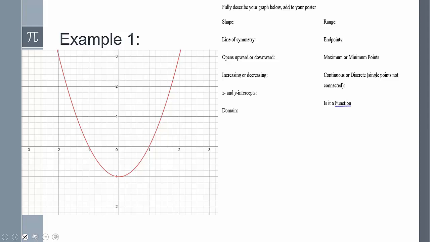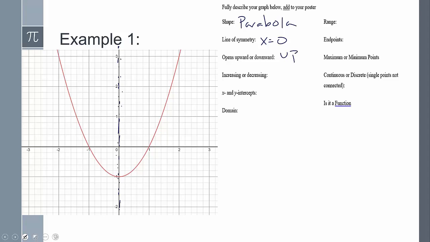So let's look at a graph to make it an example here, right? So the shape. We look at this and we're thinking, oh, maybe it's U-shaped, but there's a common math name to it. It's called a parabola. Is there a line of symmetry? Yes. Meaning that if I draw a line here, now it's perfectly symmetric. And so I could say x equals 0. Opens upward or downward, opens up.